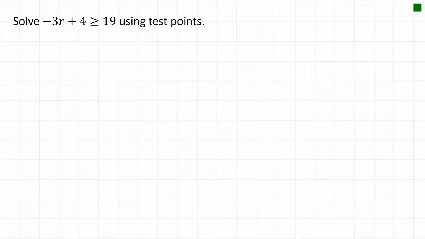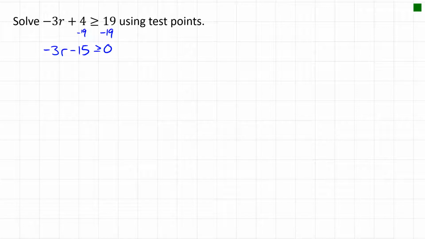So we're going to solve this linear inequality with test points. The first thing we want to do is rearrange it so that one side is equal to 0. So we have negative 3r, 4 minus 19 is negative 15. It's greater than or equal to 0.